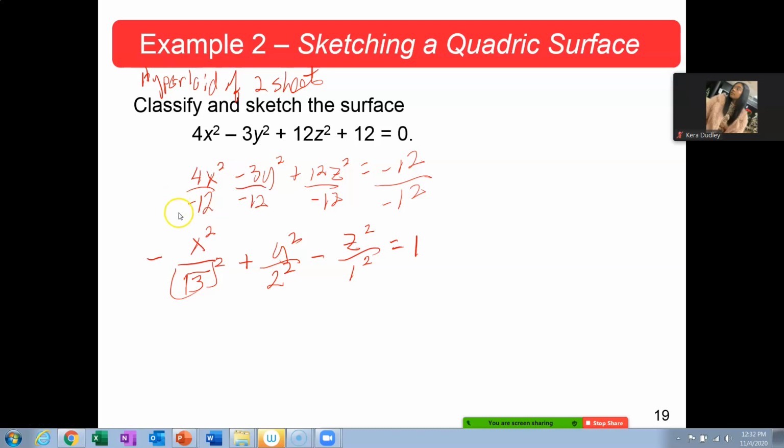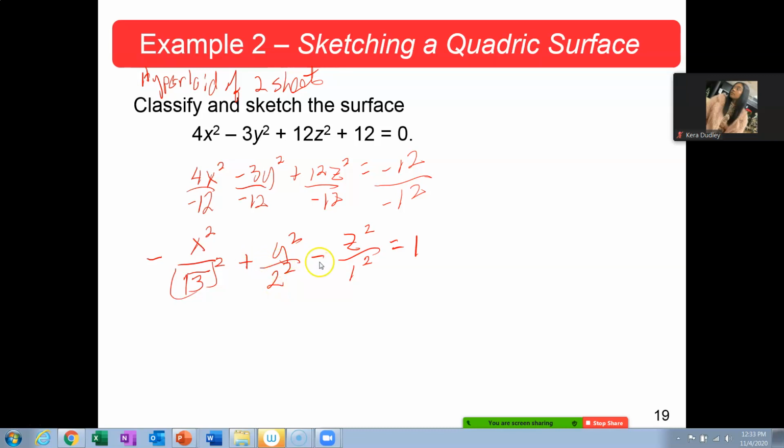Now, we haven't been dealing with any where you have other numbers in here. You could, and if you did, then that's going to change your center of the object. This is x minus 0 squared, y minus 0 squared, z minus 0 squared, centered at the origin, 0, 0, 0.